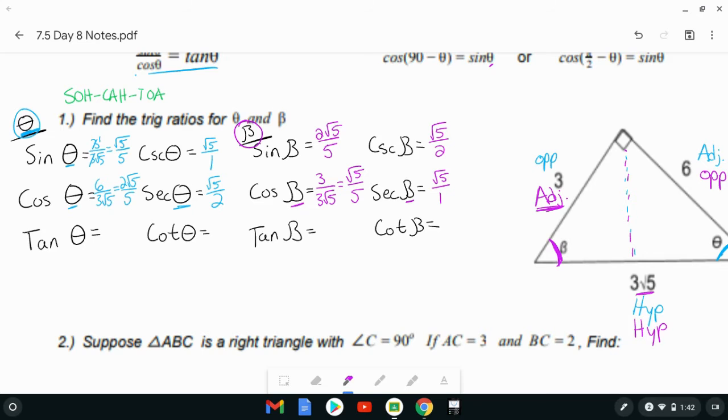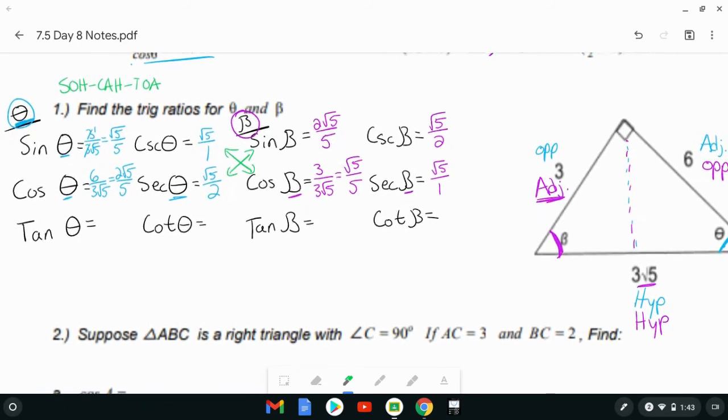Let's use green. These two are equal, and these two are equal, because again, they are the complements. They're the opposite trig ratios of the complements. Cotangent doesn't really have that property. Cotangent is actually just the reciprocal for the two ratios.